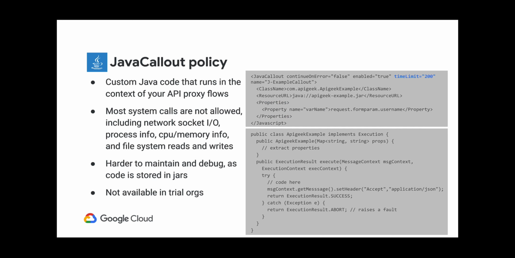The Java callout policy also allows you to run custom code within your API proxy flows. You need to package your Java class in a jar file and make it available to Apigee. But do be aware that most system calls are not allowed for security reasons. Java callouts are generally harder to maintain and debug compared to JavaScript as the code is stored in jars. So do think about when you need to use Java, and if there's an existing policy that you should be using as well. And the final thing to think about there is they're not available in trial organizations.